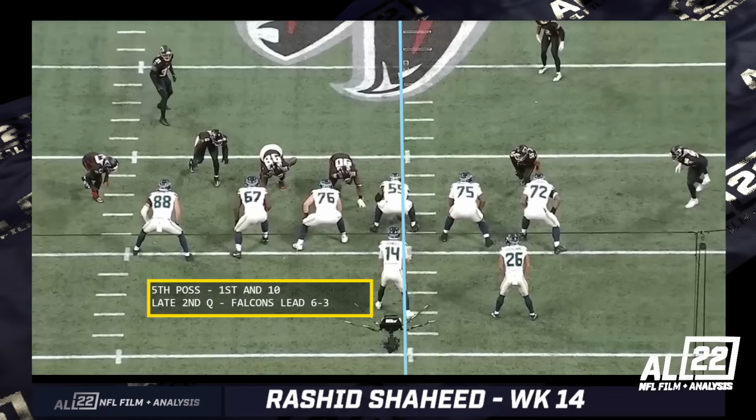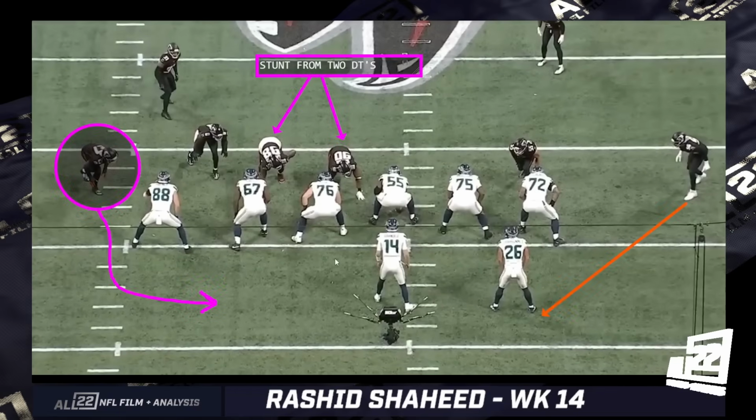Two plays here from late in the second quarter, one of which will involve Shaheed. This one will not. This will be Sam Darnold's scramble for, I think, 12 or 13 yards as the ball is snapped. I think it's 22 seconds left in the second quarter. Atlanta's still up 6-3 at this point.